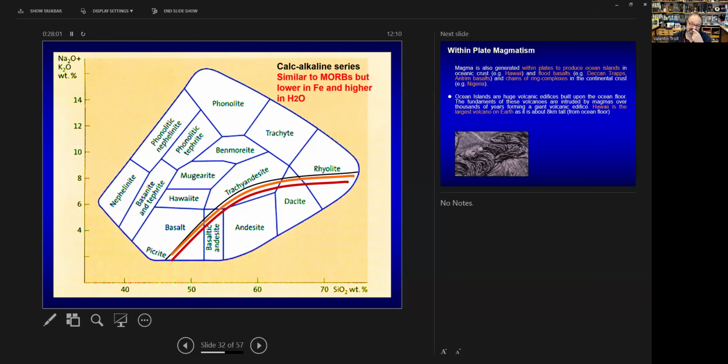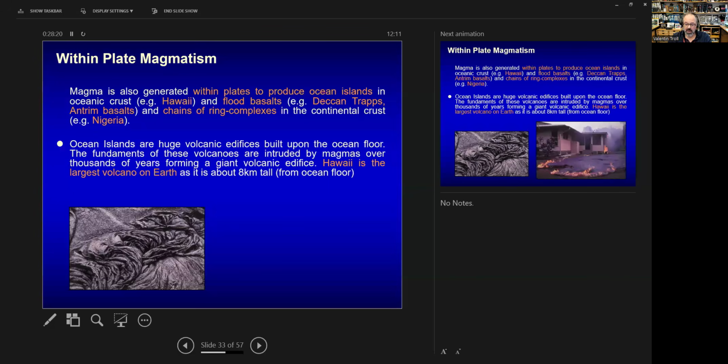But there is a difference. This diagram is not very good at distinguishing subalkaline rocks from different settings. But in the calc-alkaline systems at subduction zones, we usually have lower iron but higher volatile contents, and that yields a typical kind of assemblage. So let's talk a little bit about within-plate magmatism.